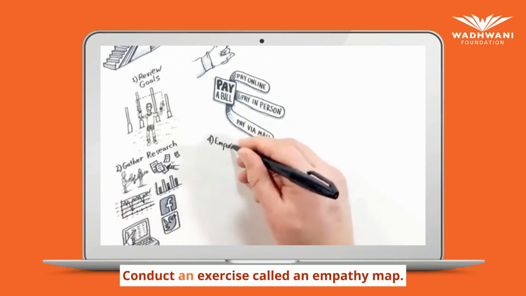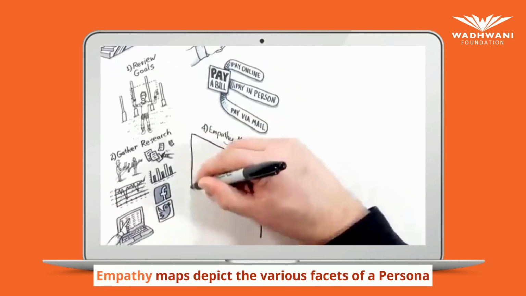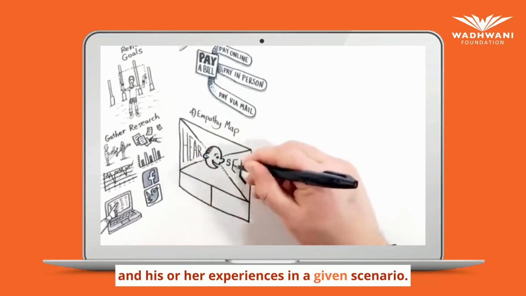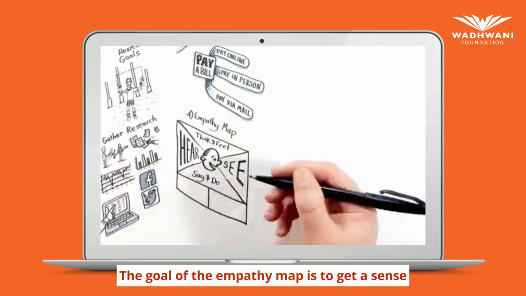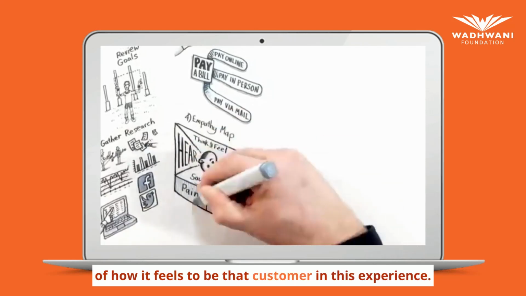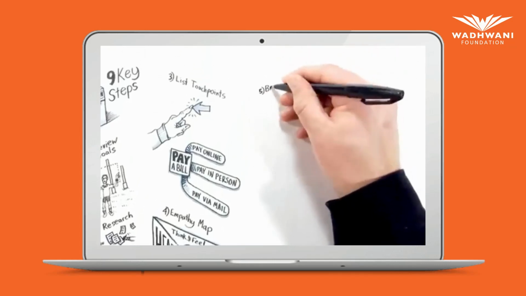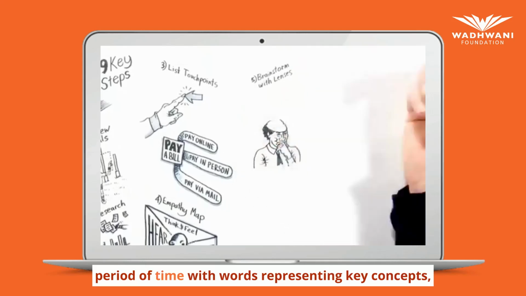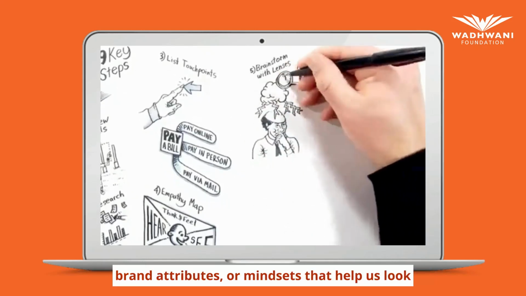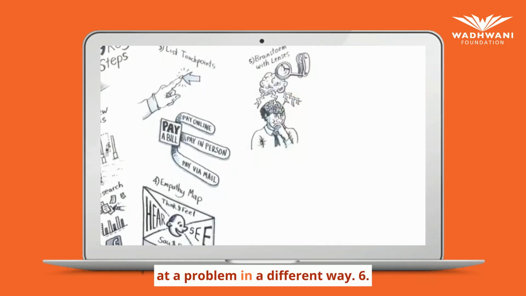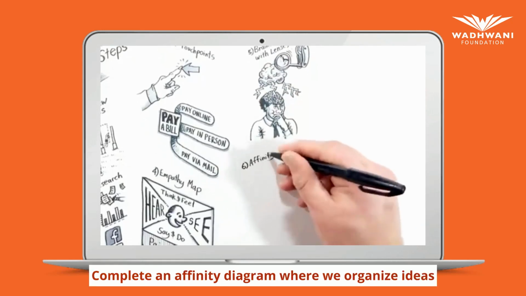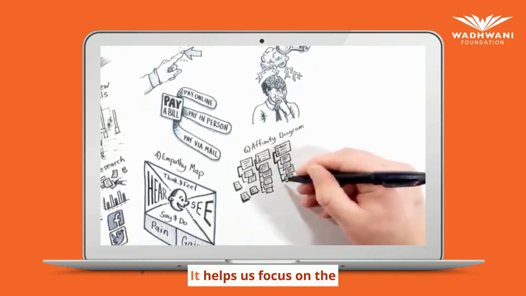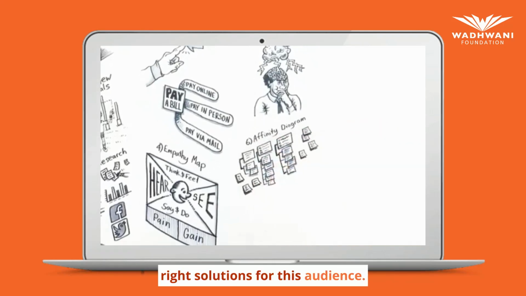Number 4, conduct an exercise called an empathy map. Empathy maps depict the various facets of a persona and his or her experiences in a given scenario. The goal of the empathy map is to get a sense of how it feels to be that customer in this experience. Number 5, brainstorm with what we call lenses. This means we generate ideas in a short period of time with words representing key concepts, brand attributes, or mindsets that help us look at a problem in a different way. Number 6, complete an affinity diagram where we organize ideas and find cohesion in the team's concepts. It helps us focus on the right solutions for this audience.